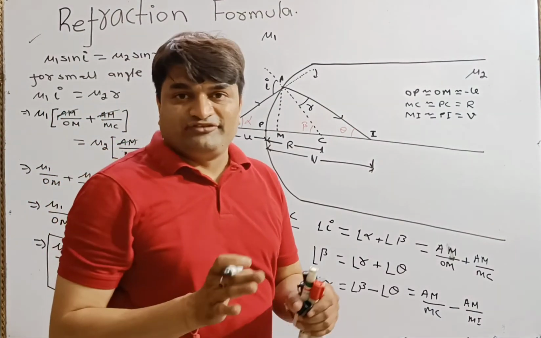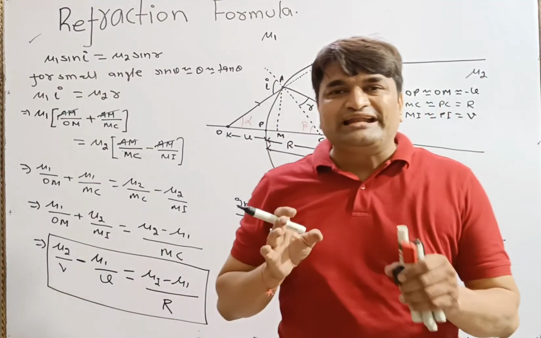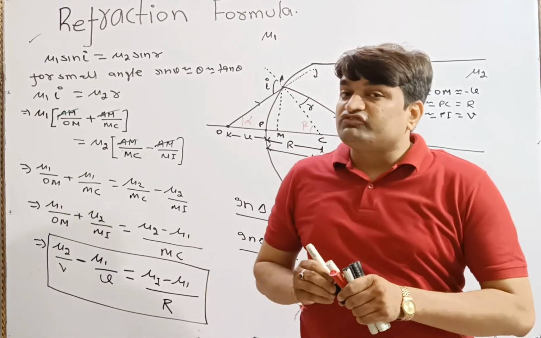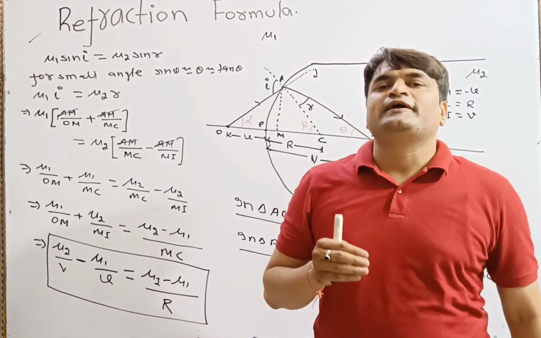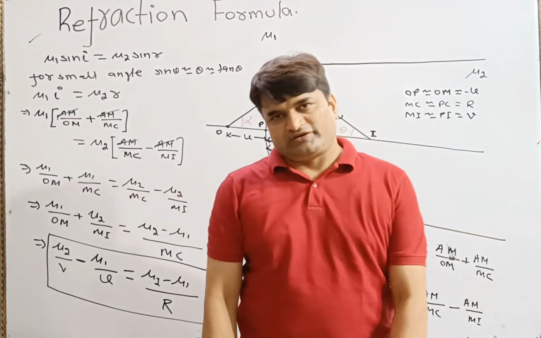Here we have derived the formula for a convex surface, but this is valid for both concave and convex surfaces, and this formula is very important for deriving the lens formula and lens maker formula. Okay.